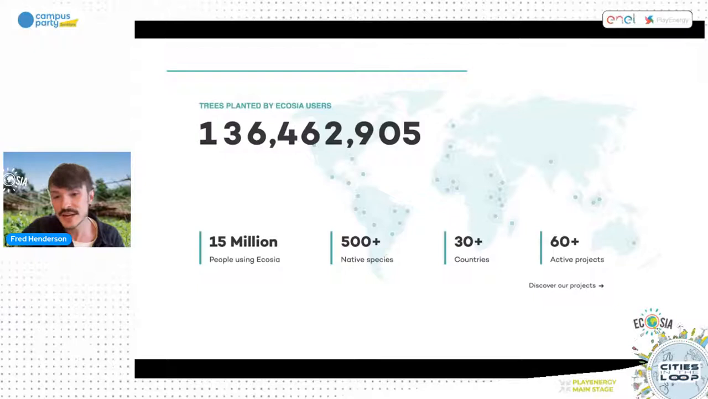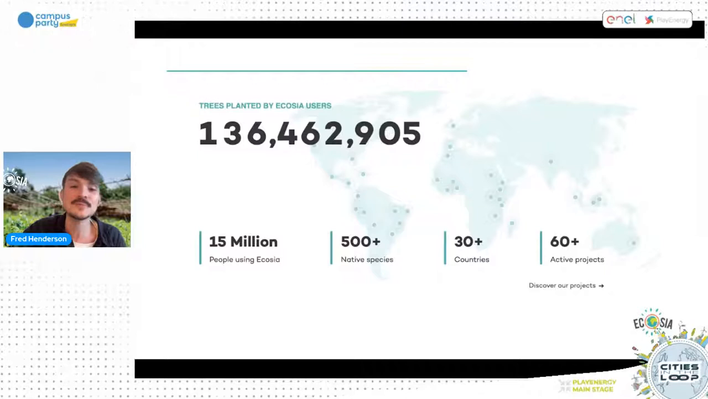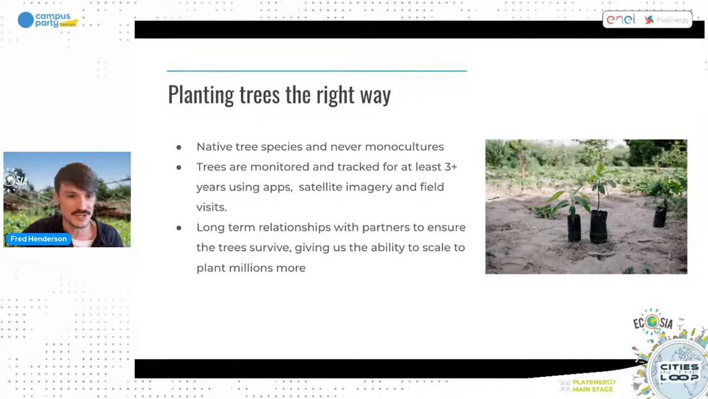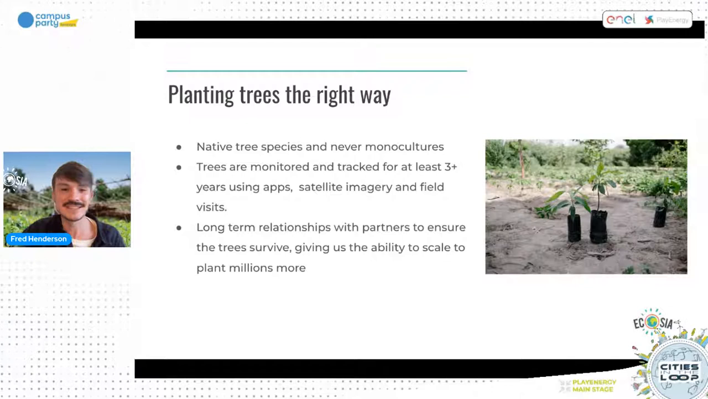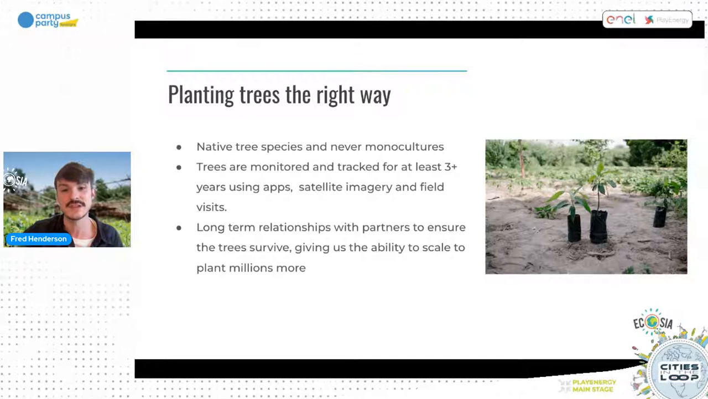And we're always looking for new projects to support so that we can plant millions more trees with our partners and with our users. And at Ecosia, we take planting the right trees in the right places very, very seriously. So we always follow golden rules when initiating our tree planting, namely that we always plant native tree species and never monocultures. This means that we plant trees in locations that have had those trees there before. And it's always important to plant a diverse range of native tree species and not monocultures, because this really helps with the biodiversity of the project and of the location where the trees are planted.